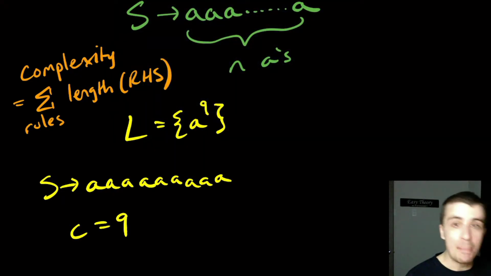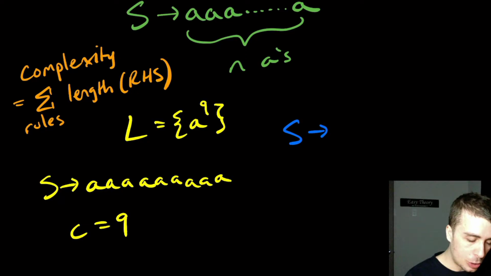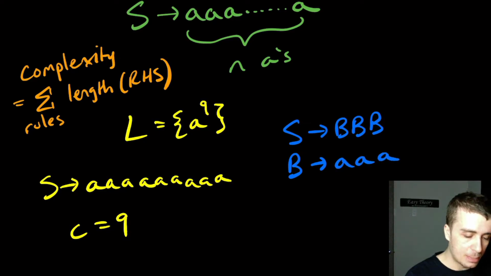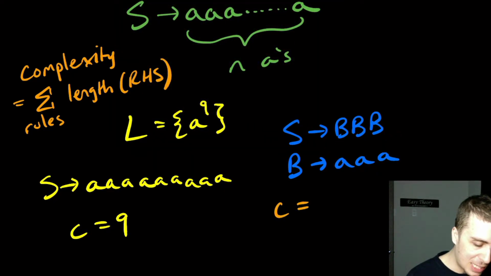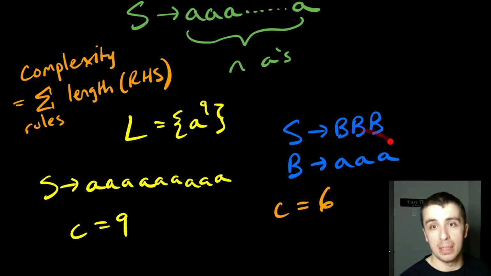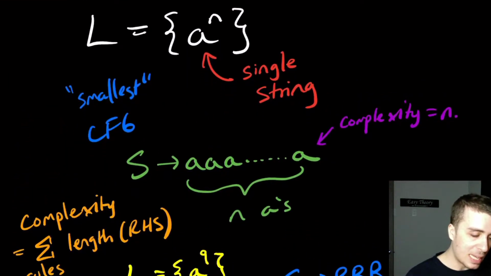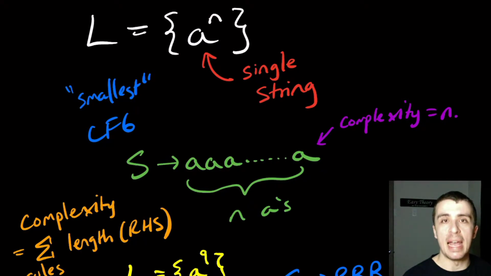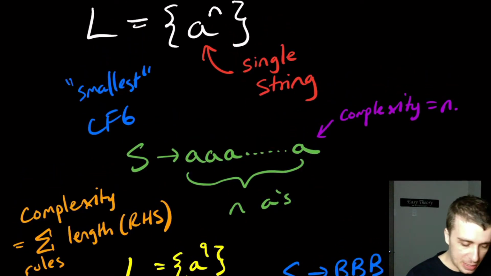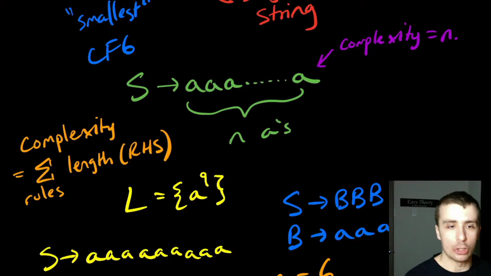But we can actually do slightly better by having a different variable and another rule. We would have S going to B, B, B, and then the B here makes 3 A's. Each B makes 3 A's, and we have 3 of them here. So therefore, the complexity of this grammar is 6. We just add up the lengths of the right-hand sides. So what I want to figure out is, what is the complexity of this grammar in terms of n? Can we do better in general than just n? It turns out that we can, but how much better can we actually do?